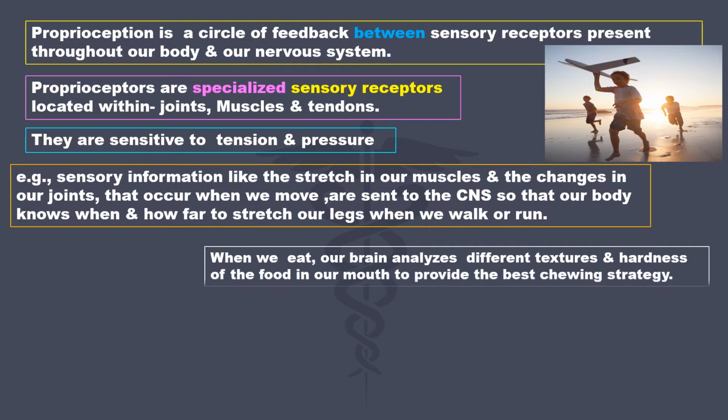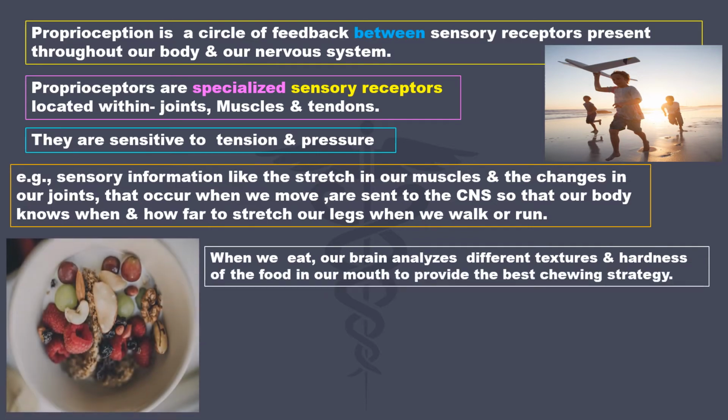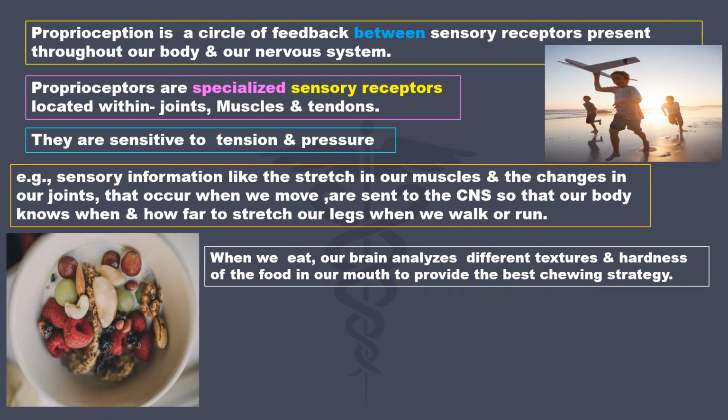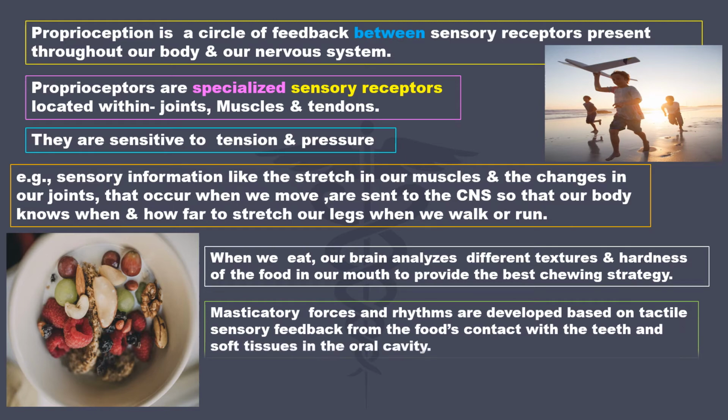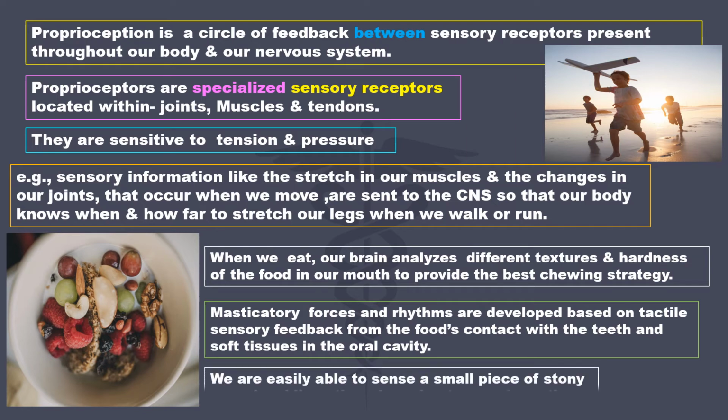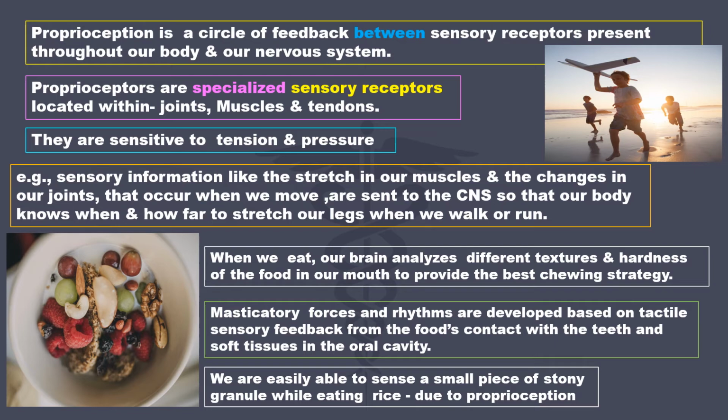When we eat, our brain analyzes different textures and hardness of the food in our mouth to provide the best chewing strategy. Masticatory forces and rhythms are developed based on tactile sensory feedback from the food's contact with the teeth and soft tissues in the oral cavity. We are easily able to sense a small piece of stony granule while eating rice. Many of us have experienced this, and this is due to proprioception.